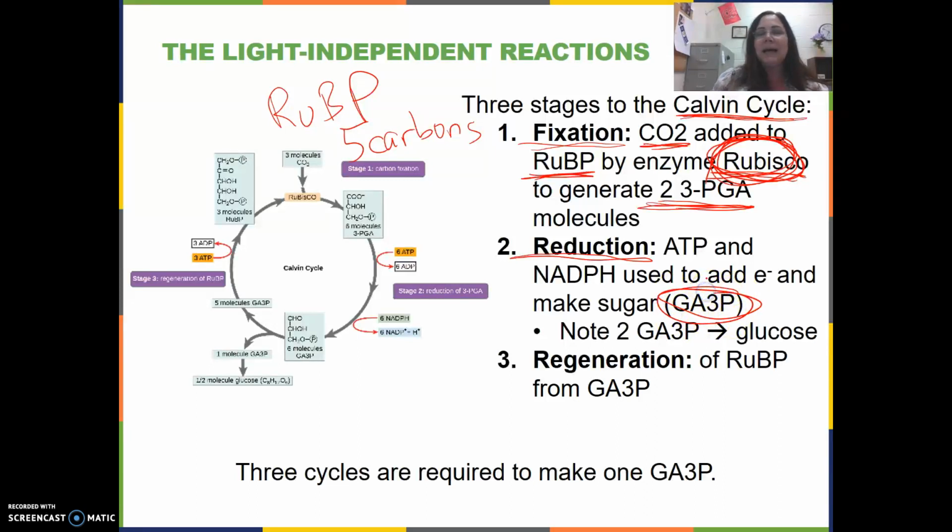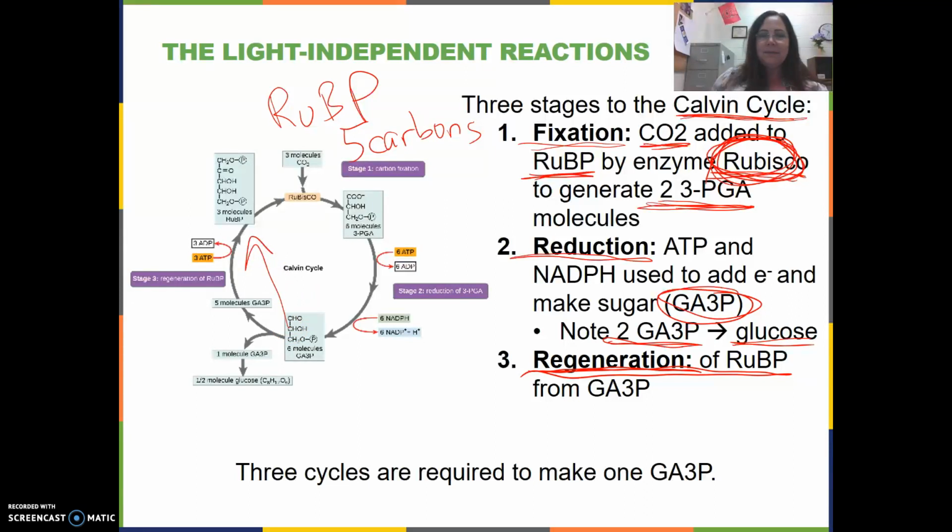I don't know why one slide says G3P and the other says GA3P. I have no idea, but it's glucose 3-phosphate, and 2 of those are needed to make 1 molecule of glucose. 2 G3Ps or GA3Ps are needed to make 1 molecule of glucose. And the regeneration of RUBP is the 3rd stage, and like I told you, 5 of those G3P or GA3P molecules must be used to regenerate RUBP.